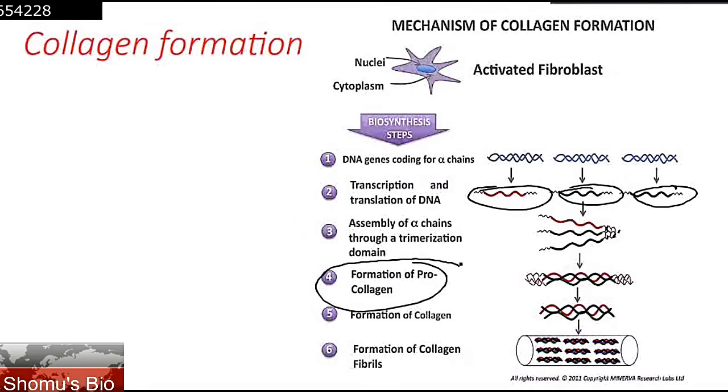What is known as pro-collagen? Actually, they form what is known as the trimers of the primary sequences. The trimerization of the domain is done. So once trimerization is complete, then what happens? The formation of pro-collagen. And from this pro-collagen they will form collagen, and the process completes.